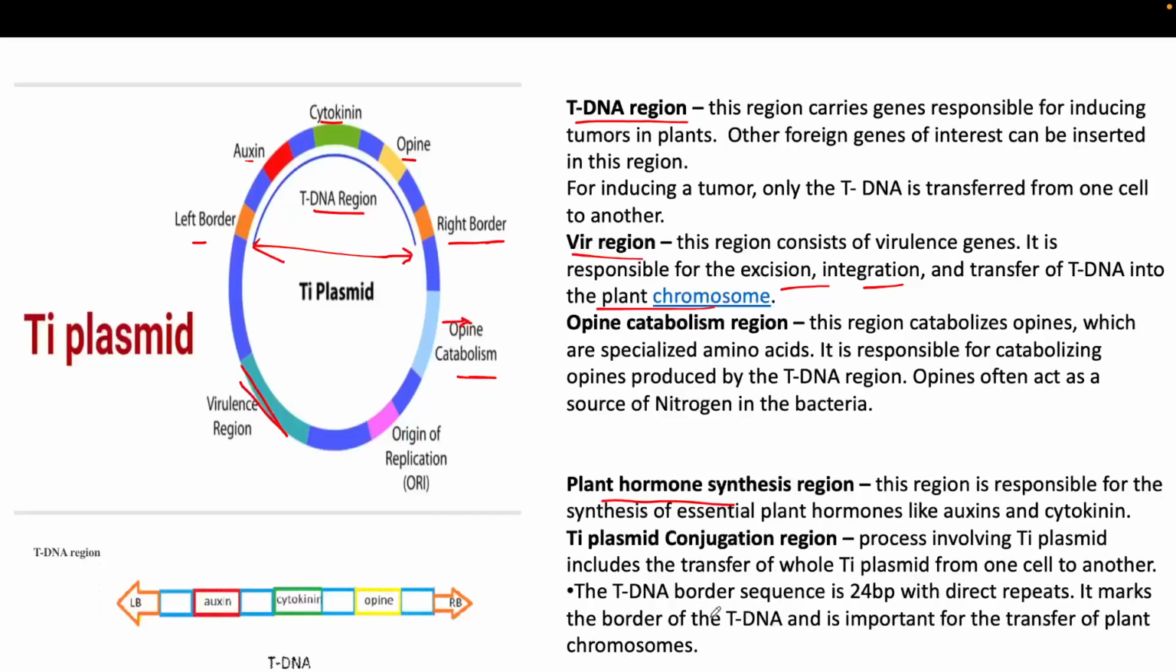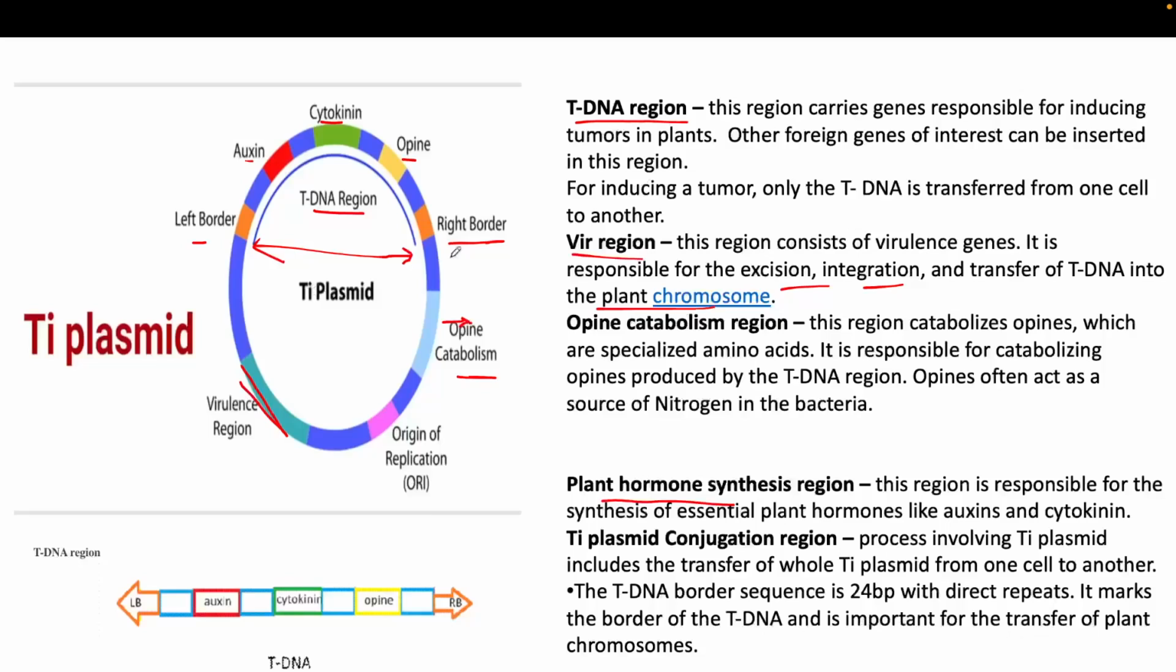And then there is the T-DNA border sequence. Here there are two border sequences: one is the left border sequence and this is the right border sequence. This sequence is a 24 base pair direct repeat. It marks the border of the T-DNA, and it is important for the transfer into the plant chromosome.